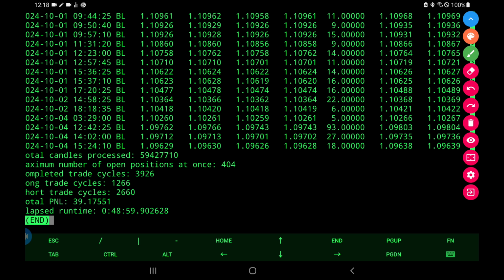And we see the totality, 59,427,710 candles. That's how much data this went through to process this trading strategy. Of that, I placed a total of 404 simultaneous trades. Now my maximum limit for the account is 1,000 simultaneous trades, so this is well within my limit.